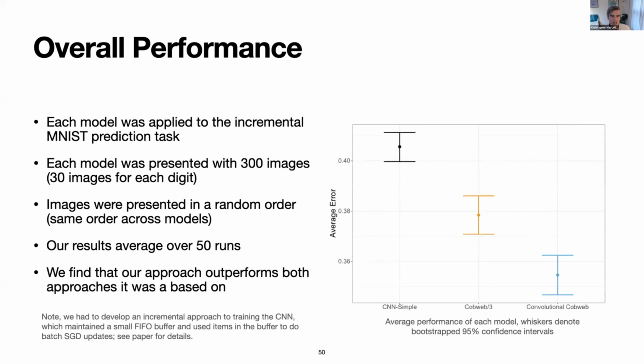What we did is we took each model and applied it to the incremental MNIST prediction task, and it was presented with 300 images, which was 30 images of each of the digits. The images were presented in a random order where each of the models for each run saw the same ordering, so that we tried to reduce the variation between the models. We averaged over 50 runs, and we find that our approach seems to outperform the 2 approaches that it was based on. And again, this is just a very preliminary, initial test of this idea to see if there was even any promise here.